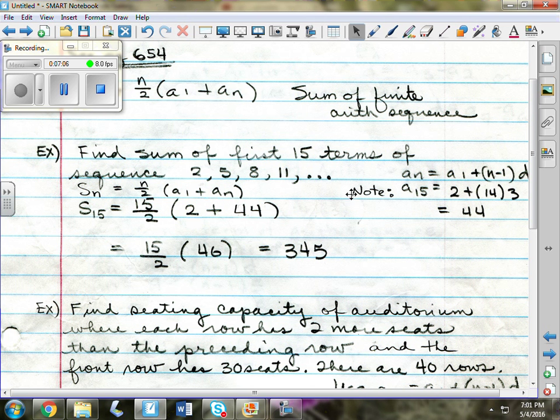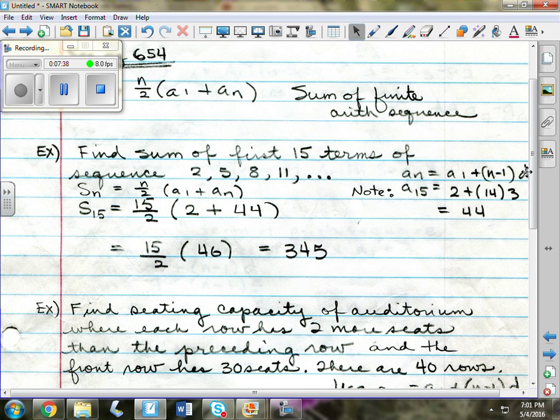Well, if I use that formula, a sub n is a sub 1 plus the quantity n minus 1 times d. I know a sub 1 right here was 2, and I can see that a sub 2 minus a sub 1 is 3. Do you see that I'm adding 3 each time to get the next term? That's my common difference. My n is 15, so n minus 1 is 14. I can simplify this. A sub 15 is 44.